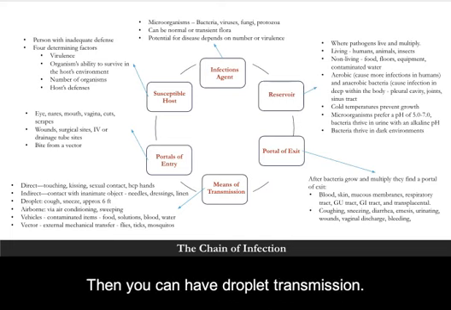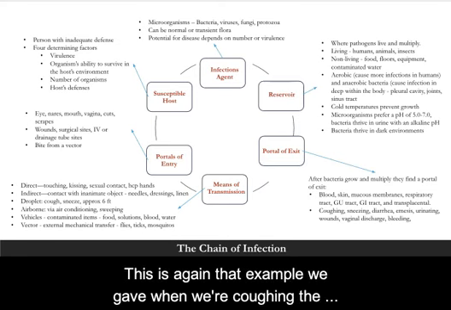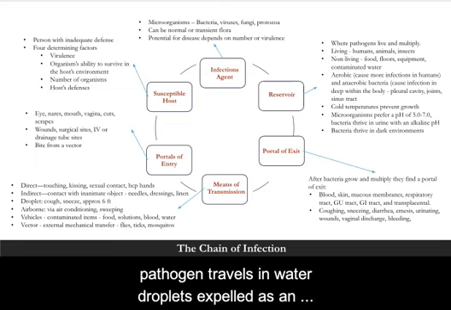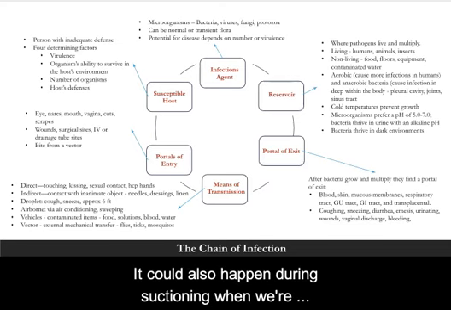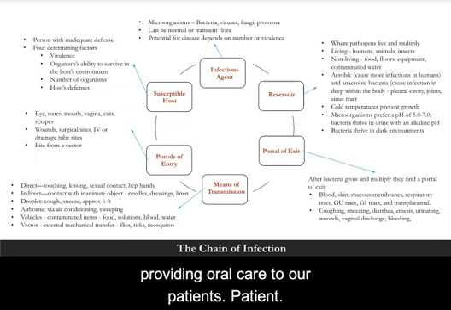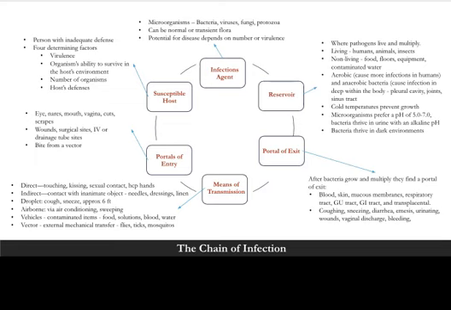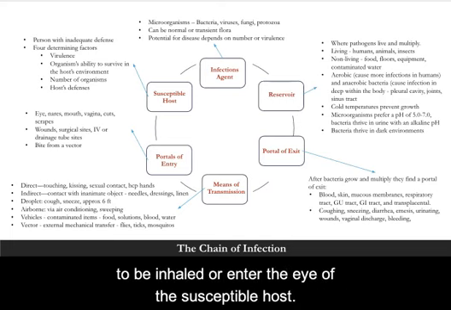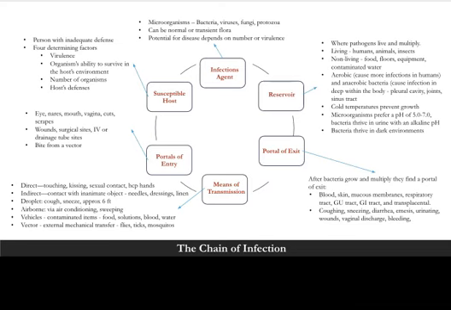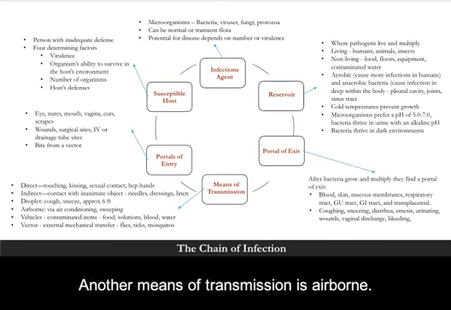Then you can have droplet transmission. This is, again, that example we gave when we're coughing, right? So the pathogen travels in water droplets expelled as an infected person exhales, coughs, sneezes, or talks. It could also happen during suctioning and when we're providing oral care to our patient. So the usual method of transmission is for the droplet to be inhaled or enter the eye of the susceptible host. Another means of transmission is airborne.